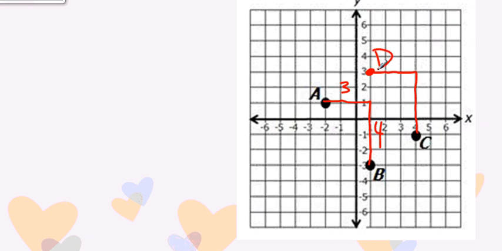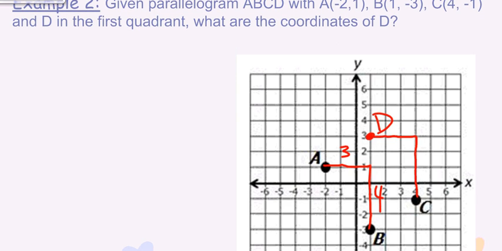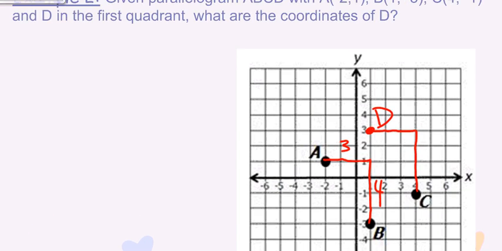Now again, they told us in the first quadrant. If they had asked for any point that could have worked, we would have to go through and find all of the points. So that was the first quadrant, that was answering this question. Okay, so answering this question, our answer would have been 1, 3.